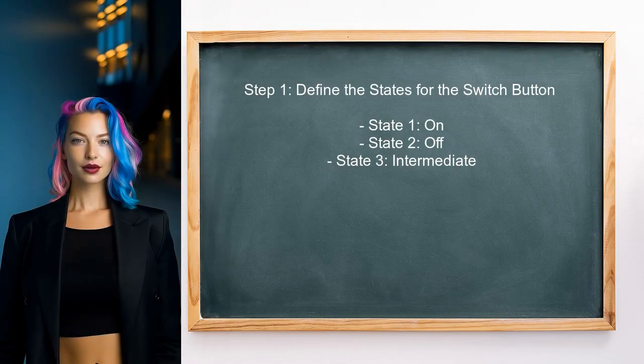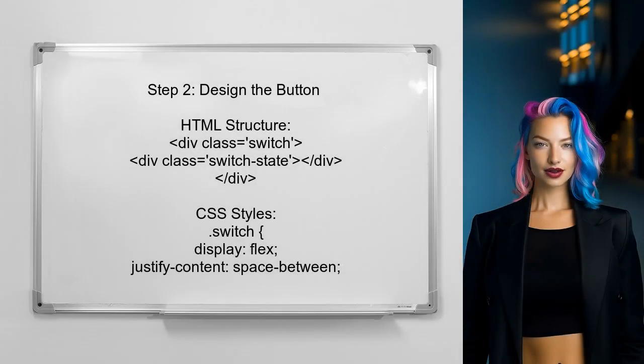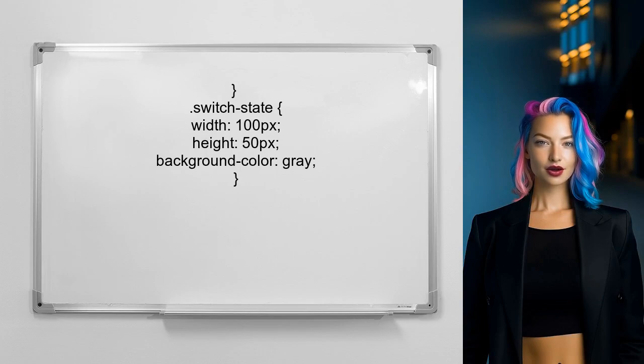To create a three-state switch button, the user should start by defining the states. Typically, these states can be on, off, and intermediate. Next, the user needs to design the button's appearance. This can be done using HTML and CSS to create a visually appealing switch.